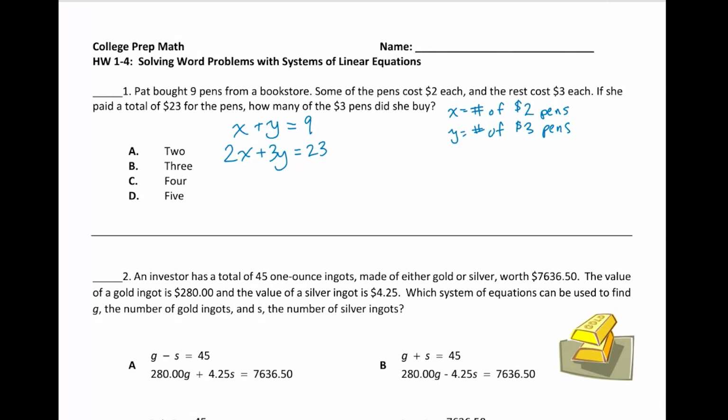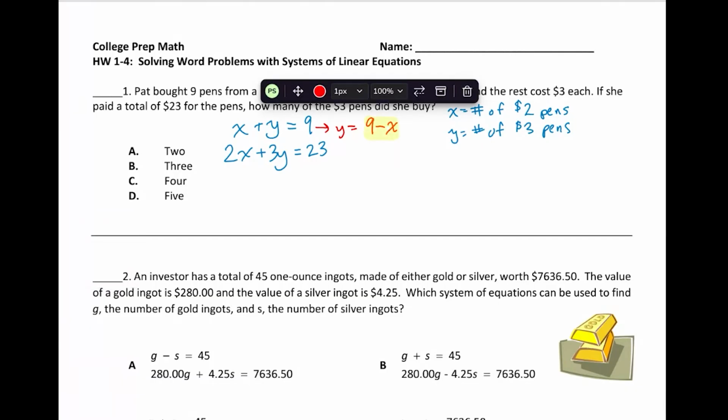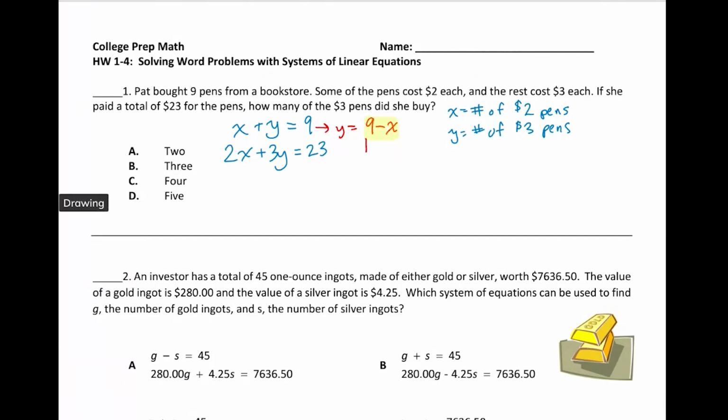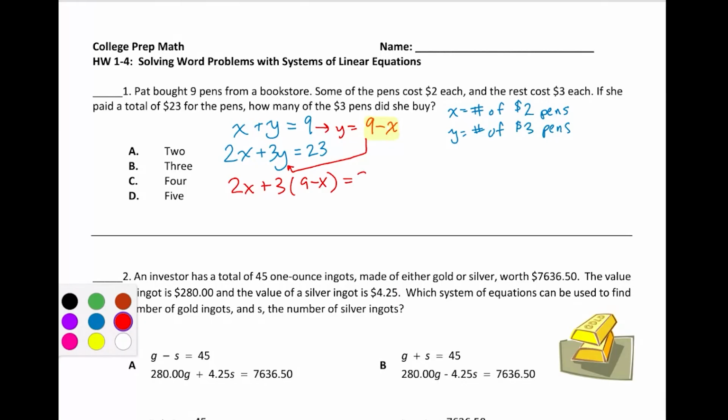And now we're going to go through the substitution steps to figure out what X and what Y are. So first, I'm going to need to rearrange this top equation. If X plus Y equals 9, then Y equals 9 minus X, if I just subtract X on both sides. Then I can take that expression, 9 minus X, and substitute it in for Y in the second equation. That gives me 2x plus 3 times 9 minus x equals 23.